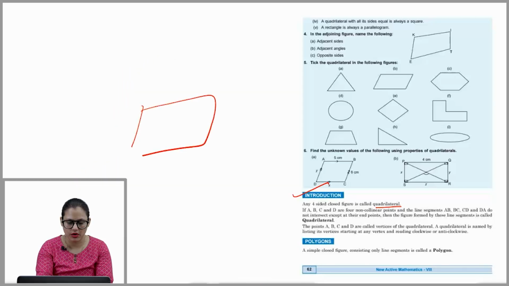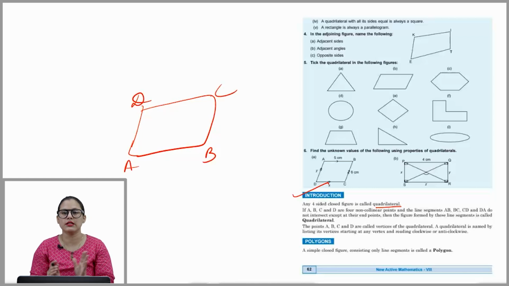See, this is the quadrilateral ABCD. So these are the points A, B, C, D. These are the vertices of the quadrilateral. A quadrilateral is named by listing its vertices starting from any vertex and reading clockwise or anti-clockwise. Means you can write this name as ABCD or ADCB. You can start from any point. It's totally up to you.